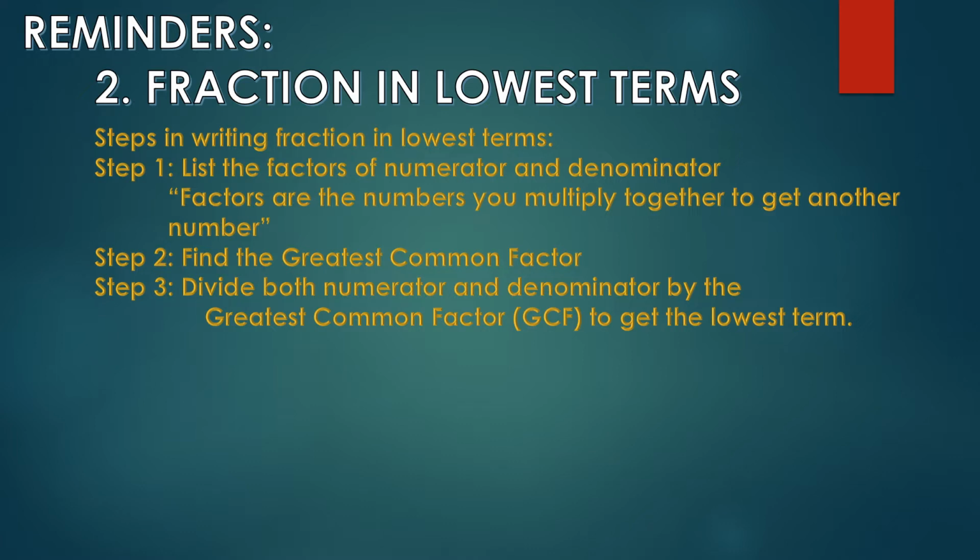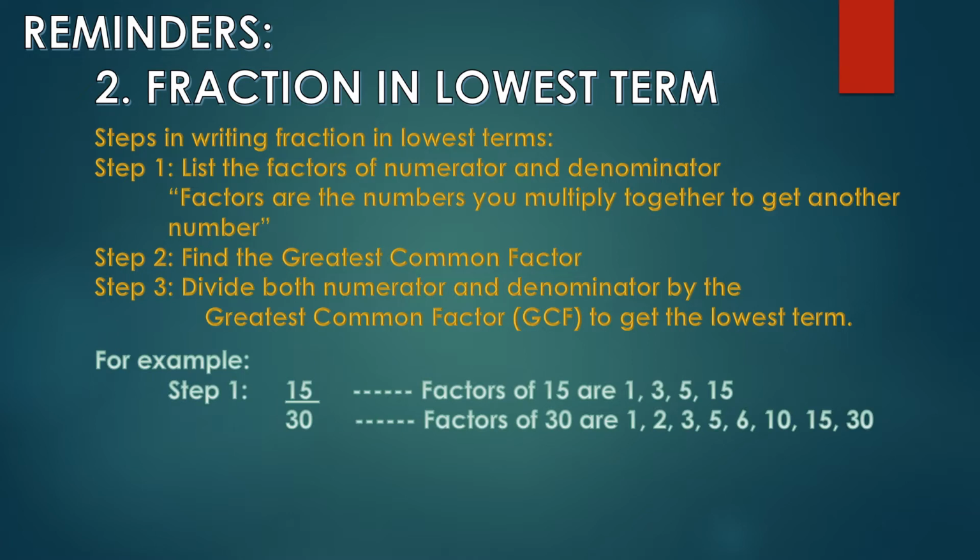For step 2, find the greatest common factor. Once na mahanap na ang greatest common factor, we're going to go to step 3. For step 3, divide both numerator and denominator by the greatest common factor, GCF, to get the lowest term.